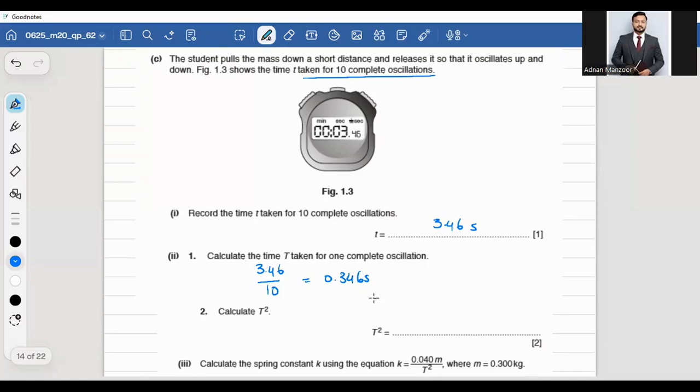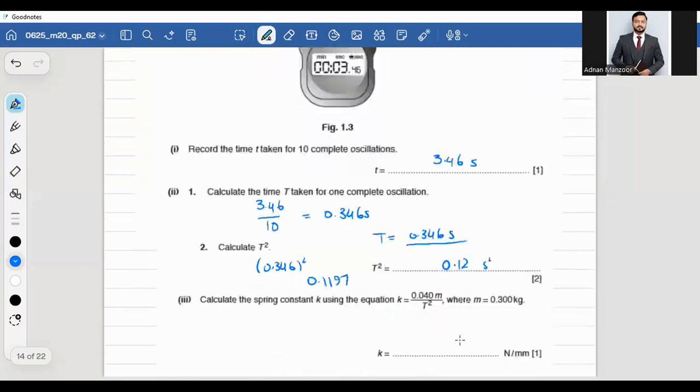That was the missing thing here. So that is 0.346 seconds here. Calculate t squared. Now the t that you calculated here, take its square. You will use a calculator for that. 0.346 squared gives you 0.1197. And when you round it off, you make it easily 0.12. And the unit will be seconds squared here.